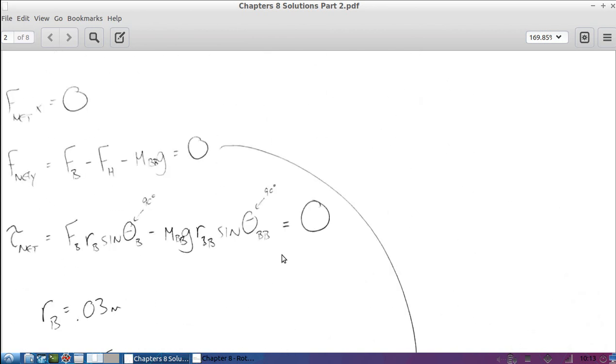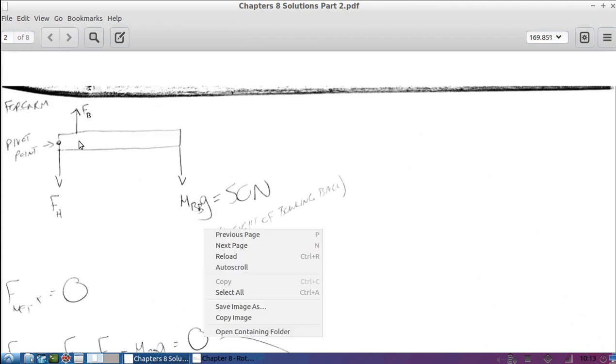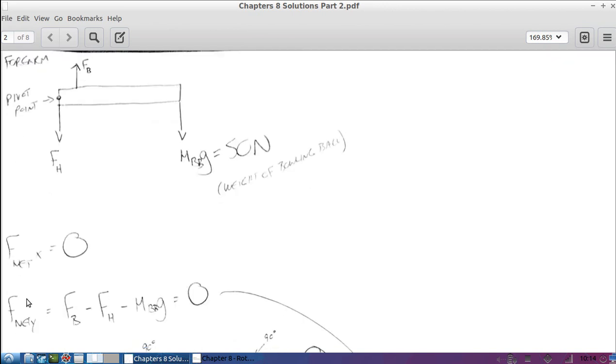So that means the biceps force is equal to the sum of the humerus force and the weight force on the bowling ball, which agrees with this equation right here, and agrees with the fact that the forearm is stationary. All the forces in the y direction are canceling each other out, and all the torques are canceling each other out.